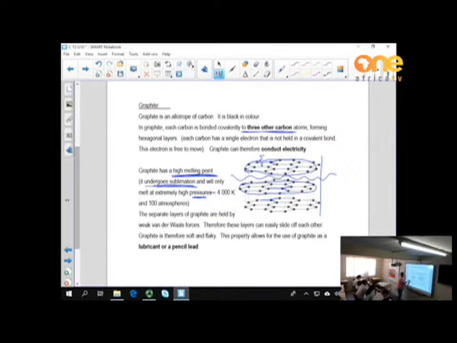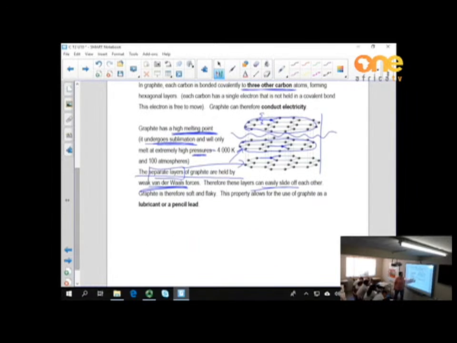The separate layers of graphite, in other words, that layer and that layer, are held by weak van der Waals forces. So, the layers can slip off each other. They can easily slide off each other. Therefore, graphite, in that sense, is soft and flaky. But the soft and flakiness refers to the layers sliding off. It does not refer to breaking up a layer. All right.